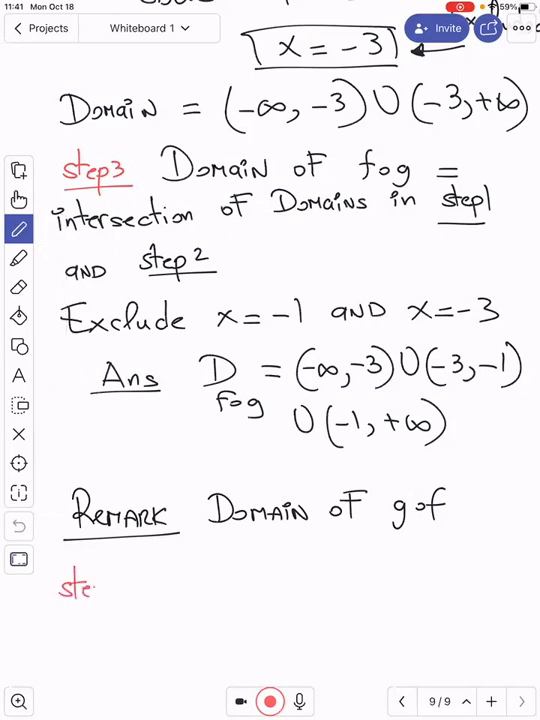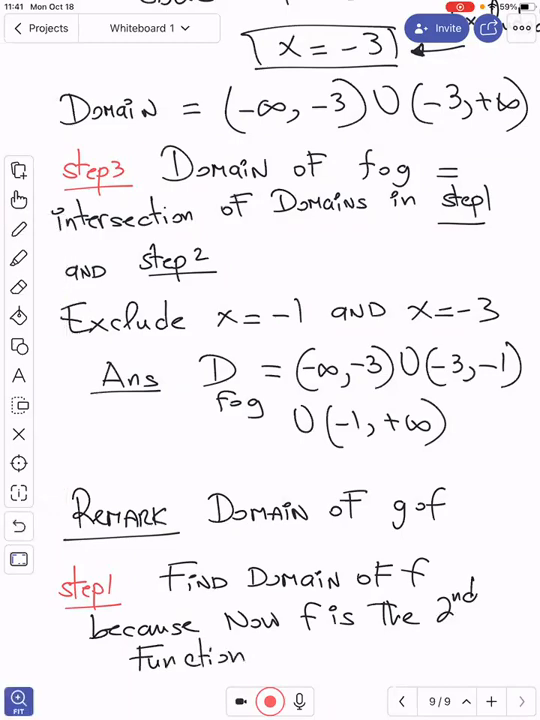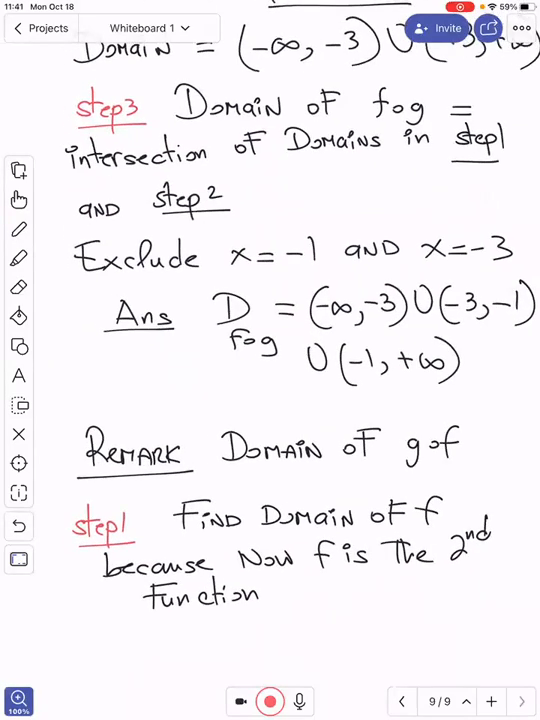So as a step 1, you need to find the domain of f, because now it's your second function, right? Now f is the second function, right? And of course, f and g have the same denominator, right?